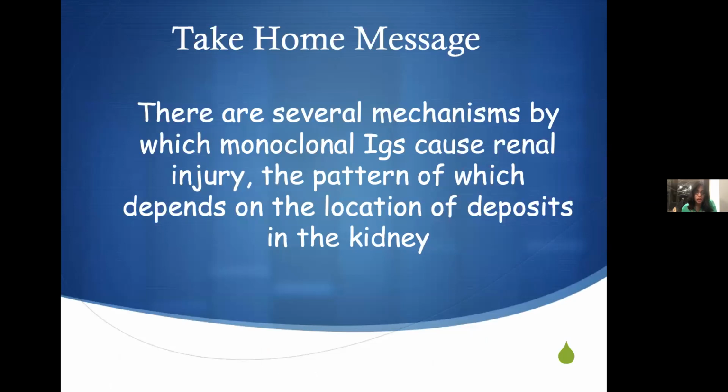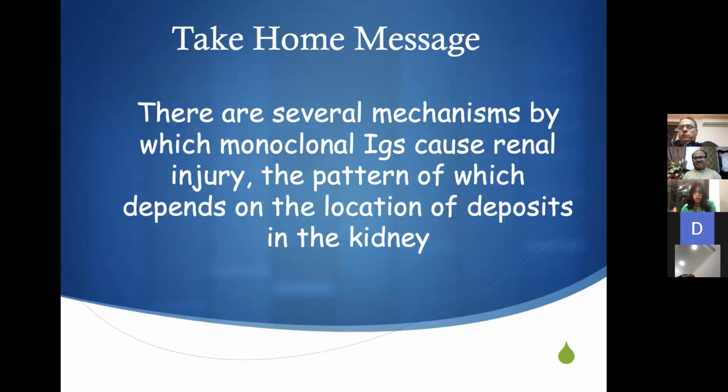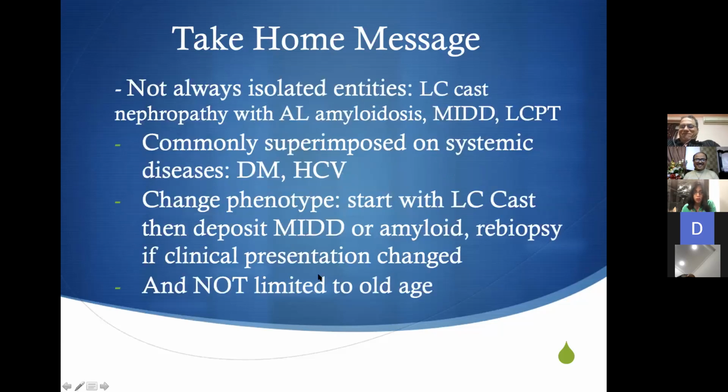So my take-home messages are that there are several mechanisms by which monoclonal immunoglobulins cause renal injury. As I have shown you for the past 2 hours, and I'm sorry, I know it was very long, they have different characters, different mechanisms, different sites of injury, and hence so many different morphologies and clinical presentations, and the pattern depends on the location of deposits in the kidney, how your patient is going to present. Please remember that they are not always isolated entities. You have light chain cast nephropathy with AL amyloidosis. They are commonly superimposed on systemic diseases, on diabetes, severe hypertension. They can change their phenotype.